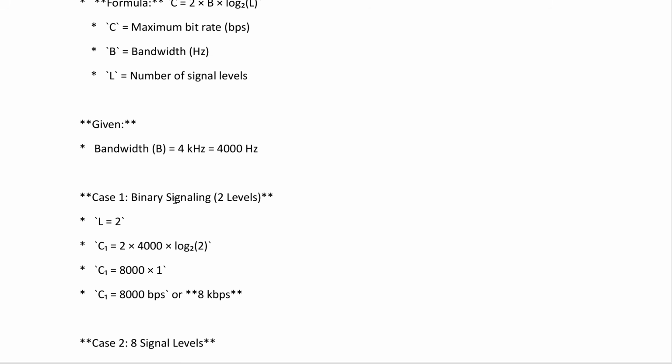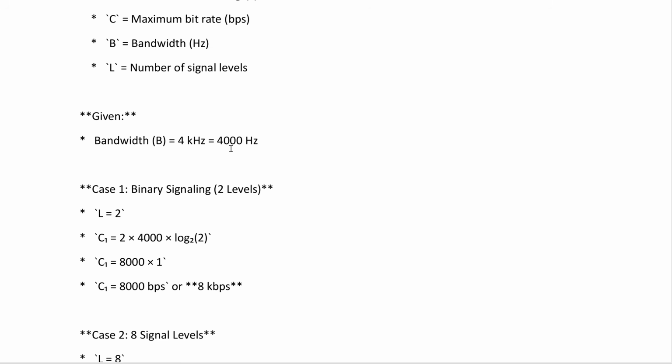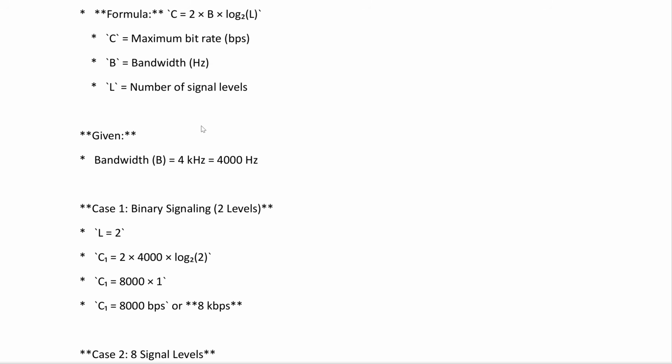So C1 will be equal to, what is the formula? Formula states that C equals 2 into bandwidth into log 2 L. Bandwidth is 4000 hertz. L is the number of levels. How many levels are there? 2. So substitute number of levels as 2. So log 2 2 is 1. 2 into 4000 is 8000. So 8000 into 1 is 8000 bits per second, right? Or we can also call it 8 kbps or 8 kilobits per second, right? So the first answer is 8 kilobits per second, right?